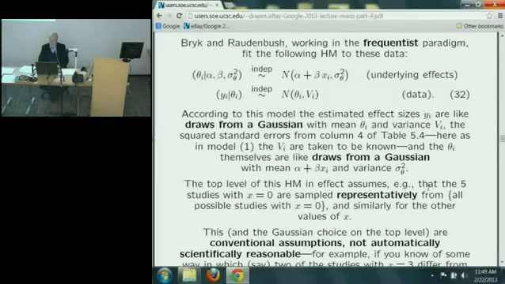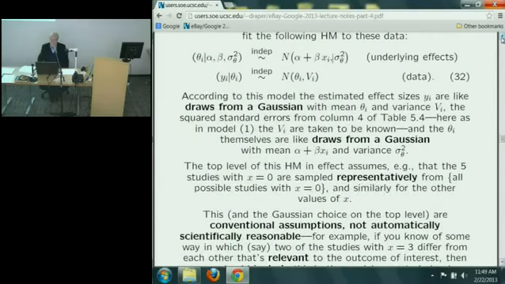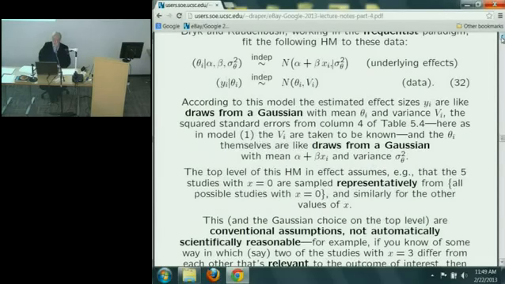So according to this model, the estimated effect sizes y sub i are like draws from a Gaussian distribution with mean theta i and variance vi, and in fact they're independent draws from Gaussians. And the vi's are just the squared standard errors from the last column of that table I showed you a little bit before. And here, as in our earlier aspirin meta-analysis in Model 1, we're pretending that the vi's are known, and again, there's not much harm in doing that. And then the theta i's themselves are like draws from a Gaussian with mean alpha plus beta xi and variance sigma squared theta.